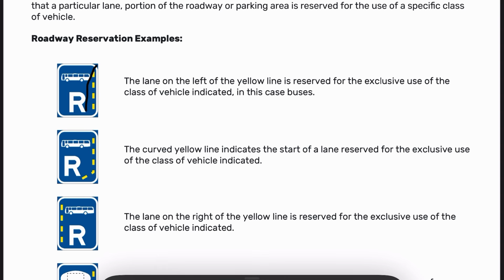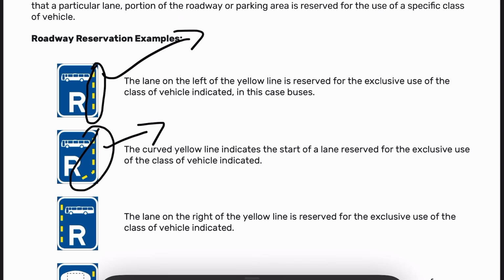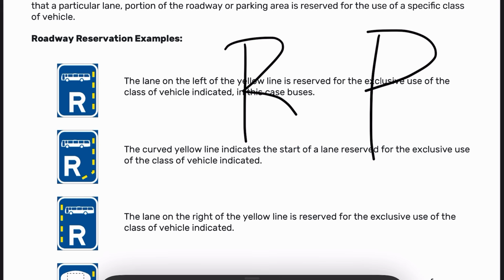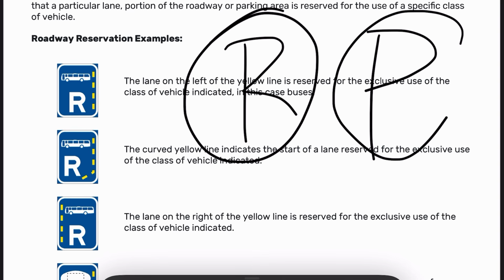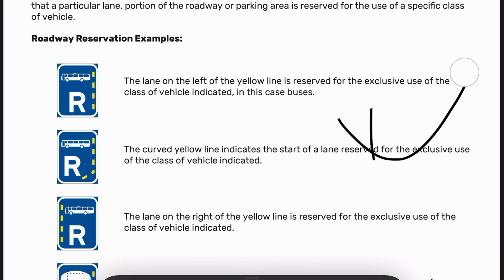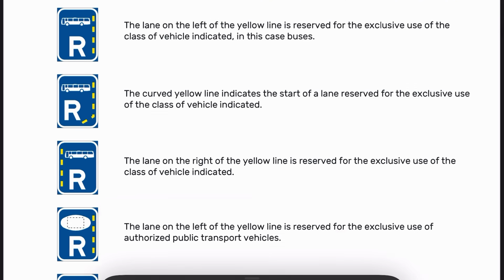The lane reservation, you'll see it with these yellow dotted lines, these ones. But this one, lane reservation, tells you that the special lane begins because of how those lines start. It's the beginning of the special lane, okay, for buses. So it's very easy. R is for roadway, P is for parking. R reserves the roadway, P reserves the parking. Okay, R roadway, P parking.